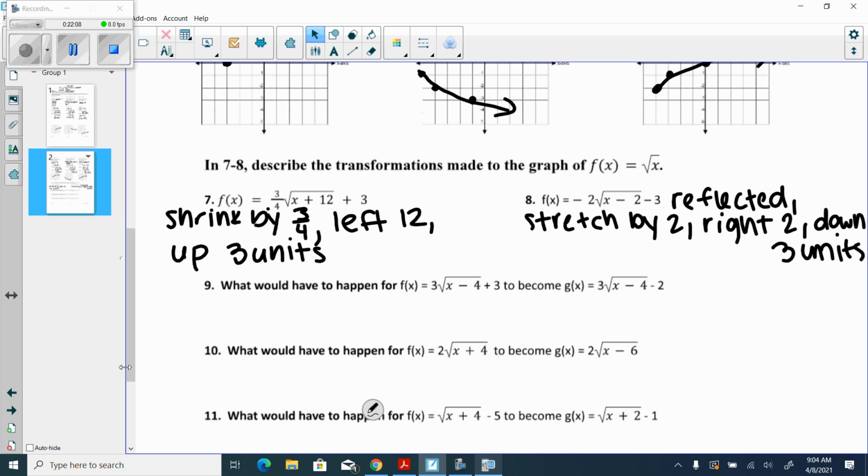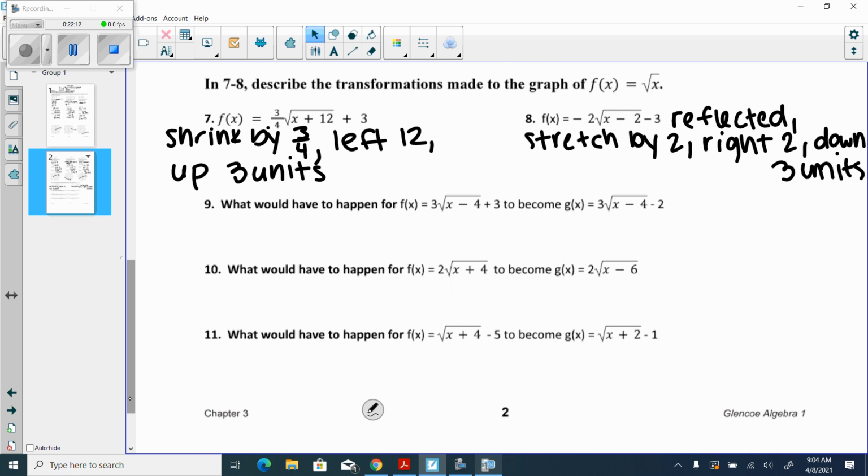Okay. Then on these last 3, they give us 2 transformed functions. And they want to know, how could I get from this one to that one? What would I need to change about this one to make it become that one? So I'm looking for any differences I see between the 2. The only difference between these 2 equations is the up and down shift, right?